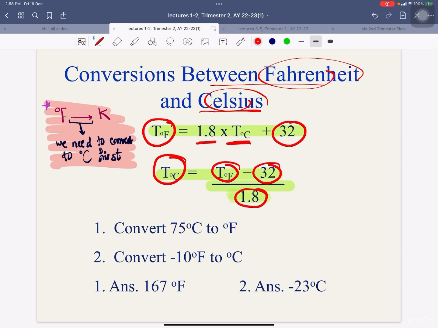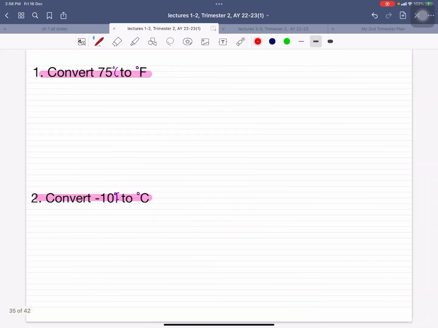But we need a point here: converting from Celsius to Kelvin, we already have the formula. But when I want to convert from Fahrenheit to Kelvin, I must first convert from Fahrenheit to Celsius, then convert the Celsius to Kelvin. You know, there is no direct relationship between Fahrenheit and Kelvin. I need to convert to Celsius first. Okay, here we have practices. Let's take them.